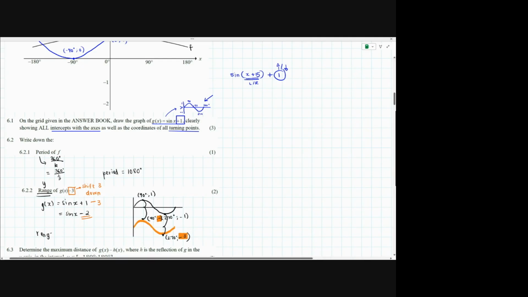Now we always start from the smallest value, so negative 3. And we go to the biggest value, negative 1. Range is y. And we put in our inequalities. We can include negative 3 and negative 1 because at those points we do get turning points, so the graph does exist there. And so we have the range of g of x minus 3.